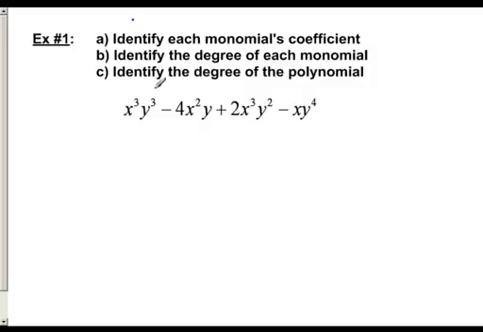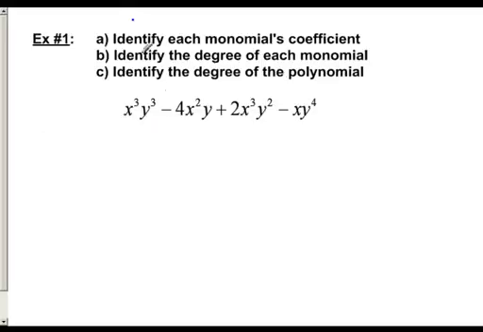Remember the definitions we talked about. Constant, it's just a number. Coefficient, it's going to be the number within a monomial. Monomial is a term where only multiplication is going on. So these little problems here have been designed to help you out.